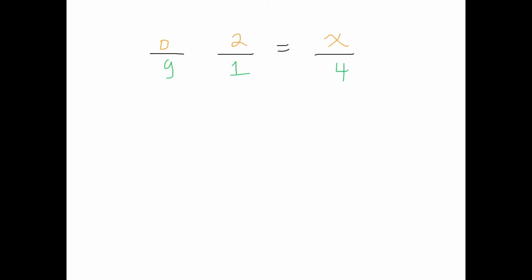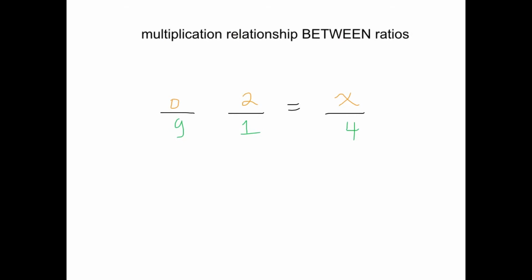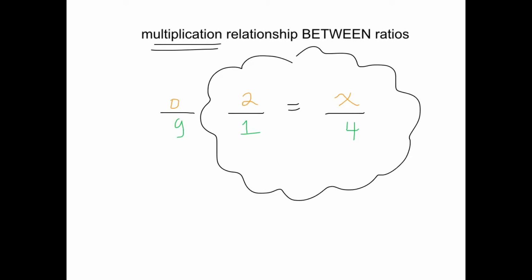I'm going to show you 2 ways to determine the value of x. The first way is to look for a multiplication relationship between the ratios. Well, what does that mean? How do you know that there is a multiplication relationship between these ratios? Looking at the 2 ratios, how do you know they're related by multiplication? Well, if you look at the denominator in the first fraction, the number is 1. And in the second fraction, the number is 4.